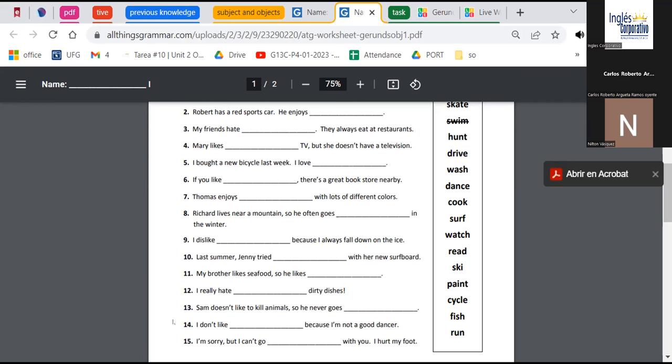Okay, Roberto. I don't like dancing because I'm not a good dancer. Okay. And 15, guys.